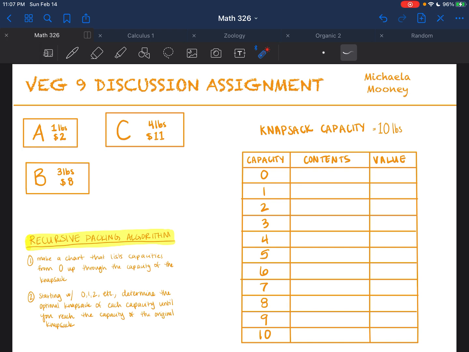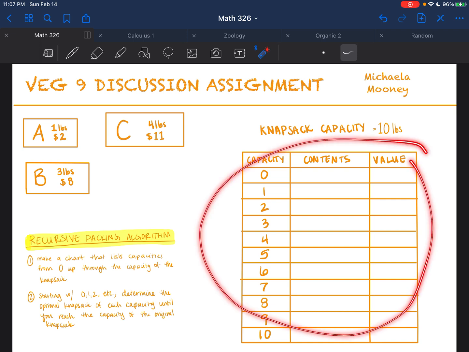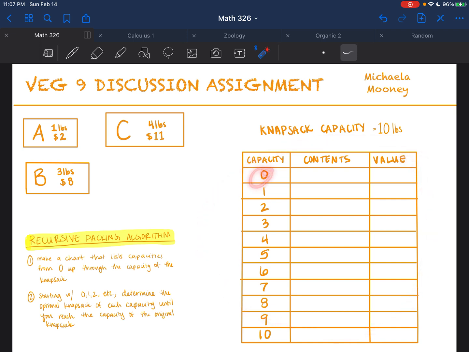And basically, what we're going to do is make a chart that lists capacities from 0 up through the capacity of the knapsack, which I have already done right here. So we start at 0 capacity, and then we end at our 10 capacity. The capacities here are in pounds. I didn't label that, but we'll just remember that. And then we're going to start with 0, 1, 2, 3. So we're starting here, and then we're moving up, and we're going to determine the optimal knapsack of each capacity until we reach the capacity of the original knapsack.